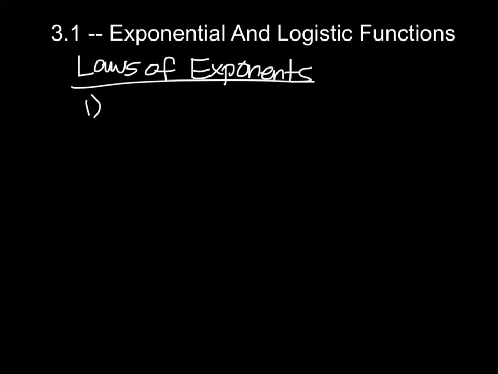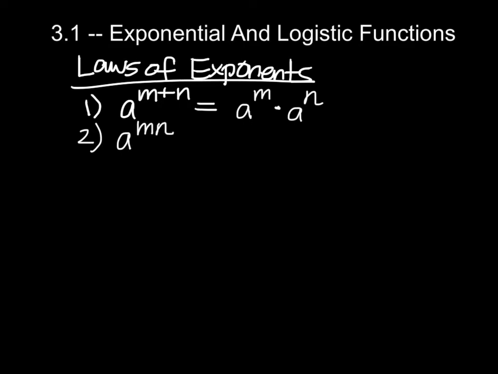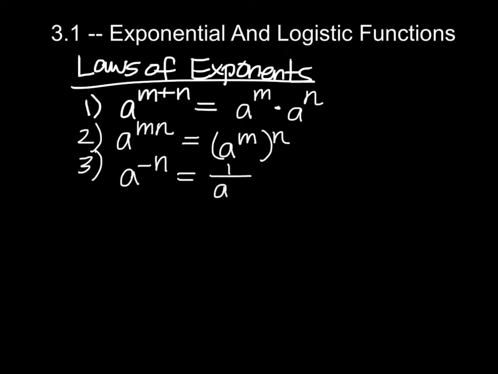The first one is a to the m plus n equals a to the m times a to the n. Number 2, a to the mn equals a to the m raised to the n power. The third one, we have a to the negative n equals 1 over a to the n. Or you can think of this as 1 over a all to the n power.